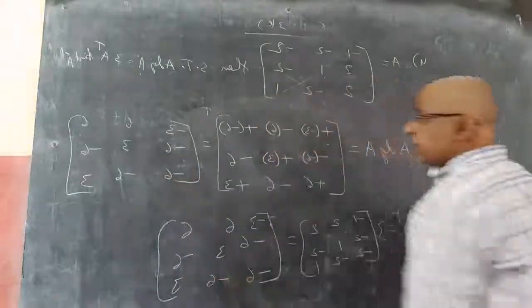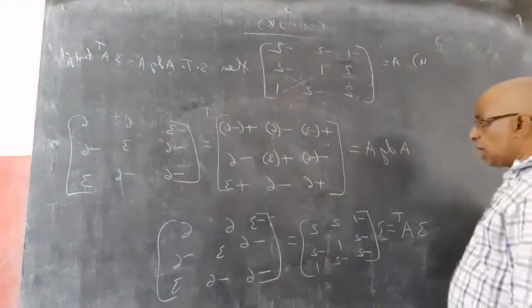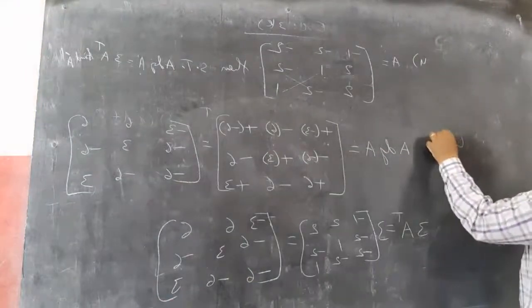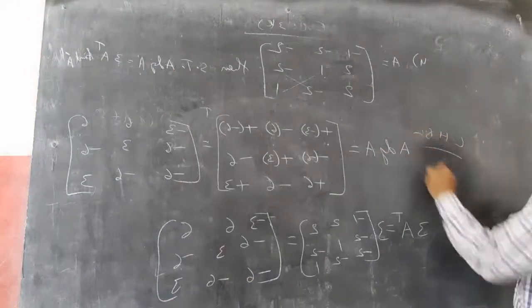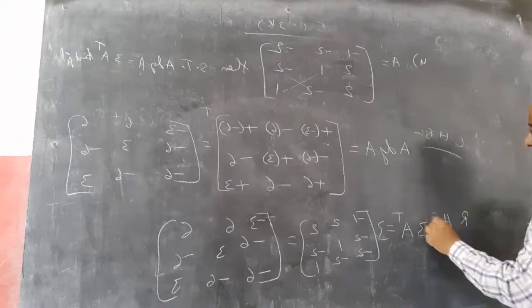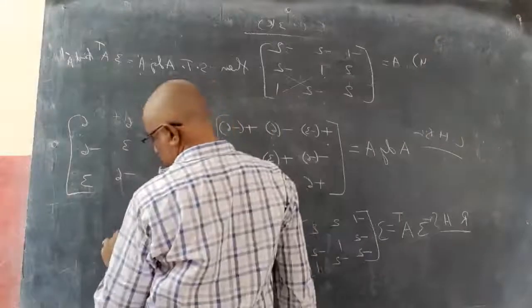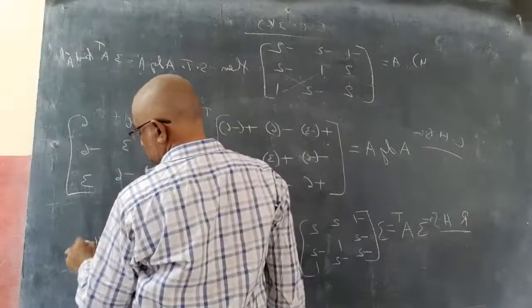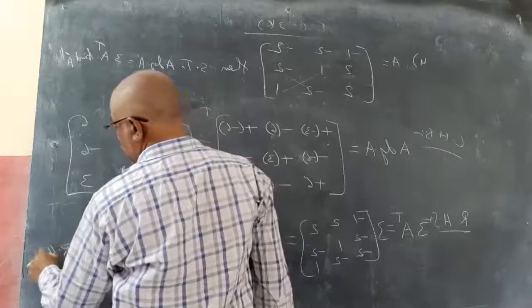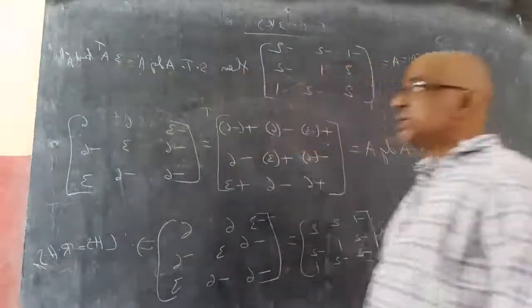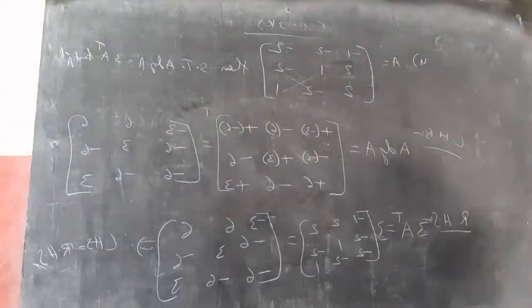Observe both are equal. Therefore, LHS is equal to RHS. This is LHS and this is RHS. I got both are equal. LHS equal to RHS. Next, he is asking to find A inverse also.